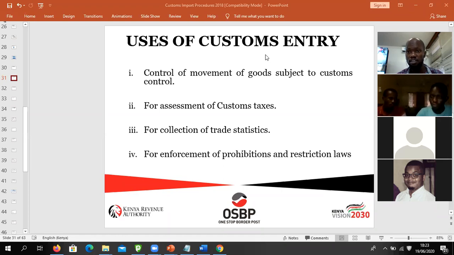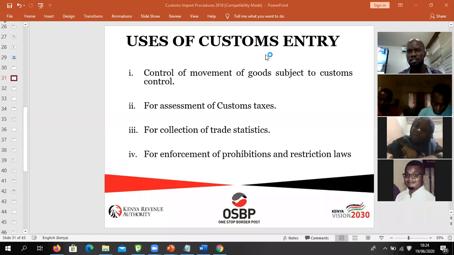Therefore, the entries will tell us the customs value and the value of that particular consignment, including FOB, including the exchange rates, including the various taxes being collected on that particular consignment. That would be, for example, import duty, excise duty, value added tax, among other duties. So it can help you assess the various taxes. Were they collected correctly? If they were not, then you can even call for other extra taxes.